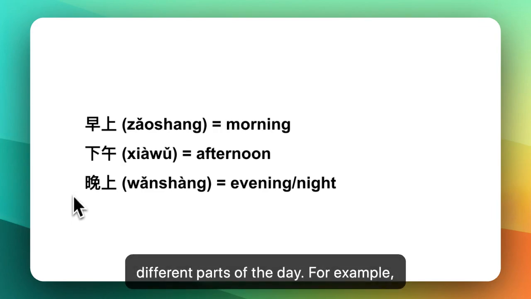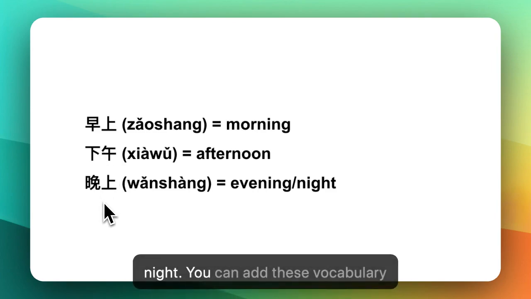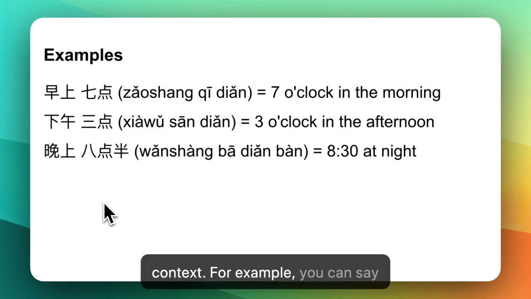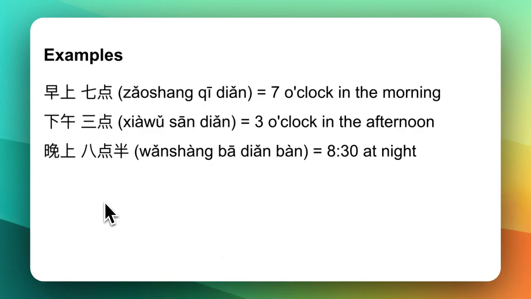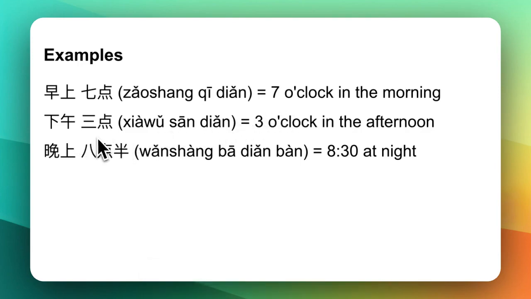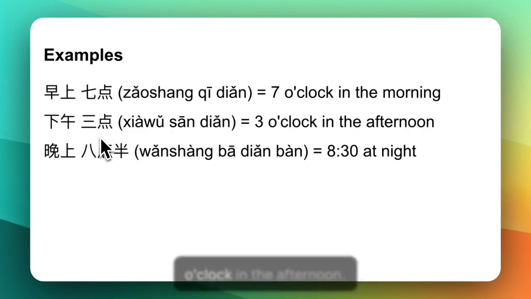For example, 早上, morning; 下午, afternoon; 晚上, evening or night. You can add these vocabulary words before the time to give some context. For example, you can say 早上7点, 7 o'clock in the morning. 下午3点, 3 o'clock in the afternoon.